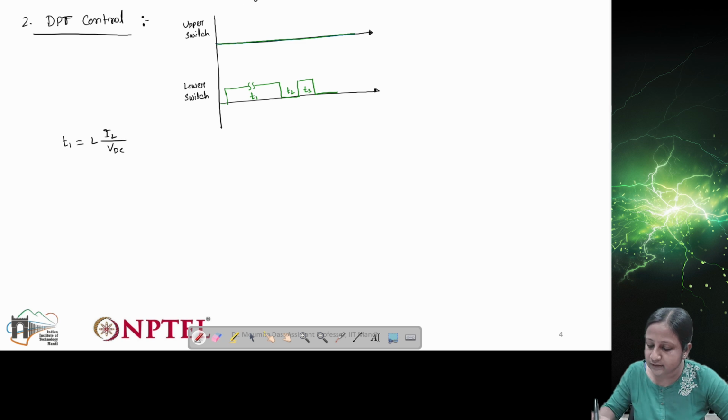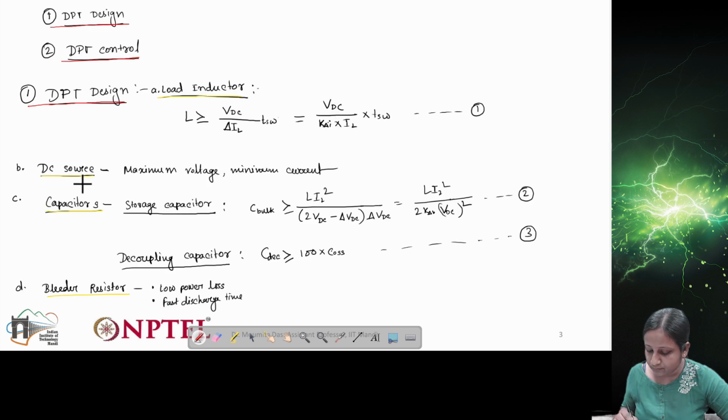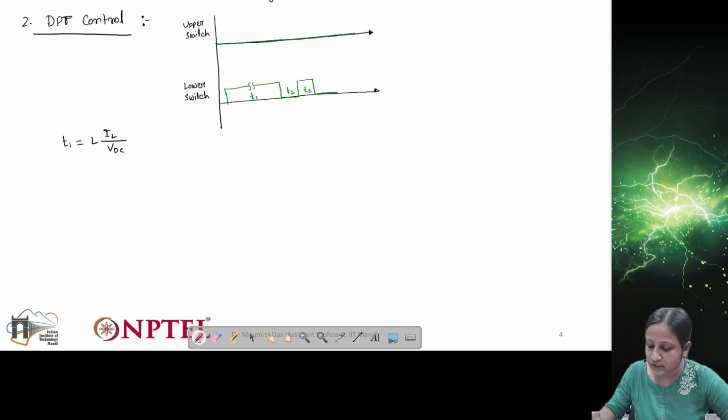Or VDC we can take from the point B, the maximum voltage and the minimum current. The maximum voltage we have to consider, so that we can use it here in order to find out T1. Now let's represent this as equation 4. Now we know what the value of T1 should be.